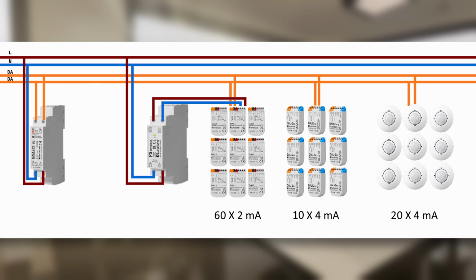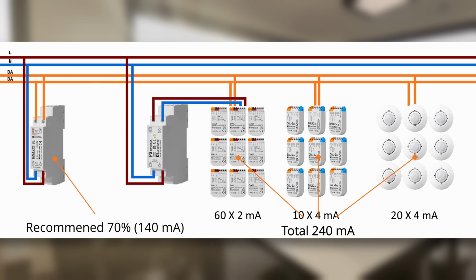Next, let's assume an even larger system: 60 dimmers of 2 mA each, 10 MC input devices of 4 mA each, and 20 CS sensors of 4 mA each. The total consumption becomes 60 times 2, 10 times 4, 20 times 4, totaling 240 mA. This exceeds both the recommended 70% limit and the guaranteed supply current of 200 mA, nearing the 250 mA absolute limit. With such a system, you can expect consistently unstable behavior.